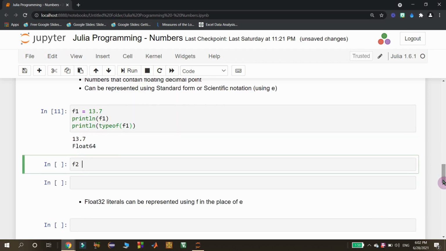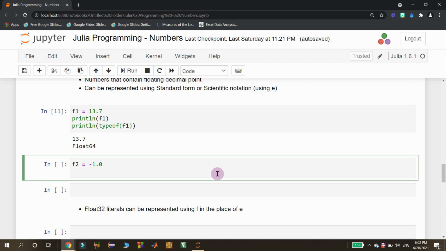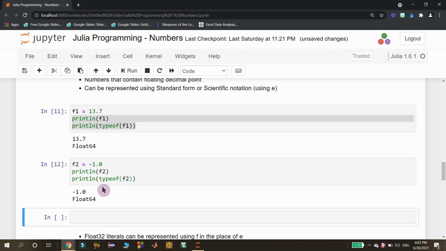I am taking a variable f2. Then I am assigning a value minus 1.0. Then I am going to display the value of f2 and the type of it. Now we got the value as negative 1.0, which is of type float 64.